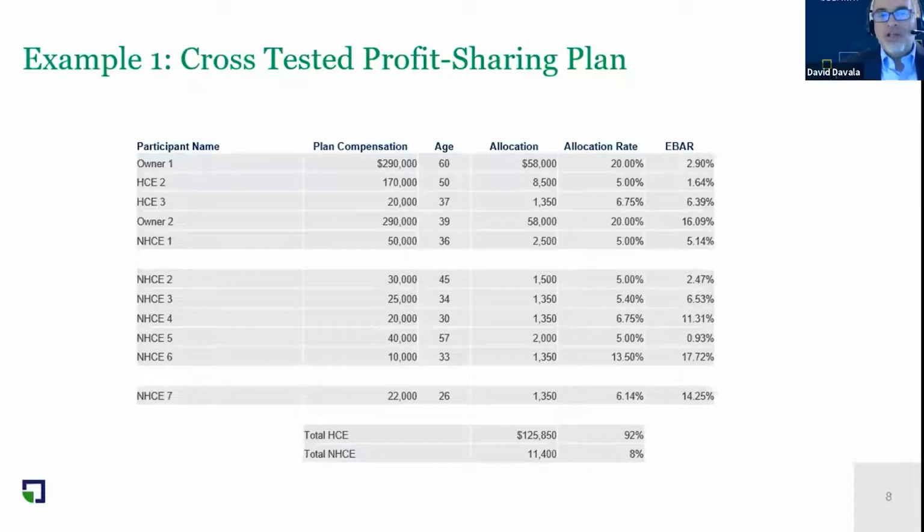If we look at NHCE 5 compared to owner one, NHCE 5 has a lower allocation rate and EBAR. This is because NHCE 5 is 57 years old. The allocation is increased only for 8 years. By using cross-testing, the HCEs in this plan can receive 92% of the allocations.